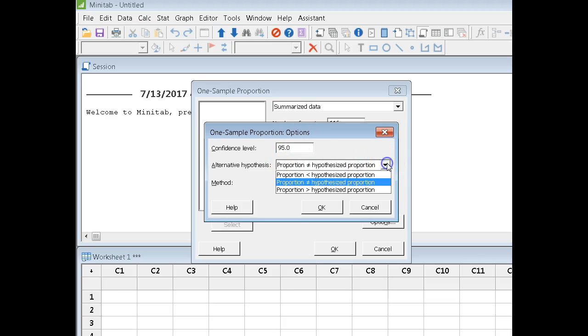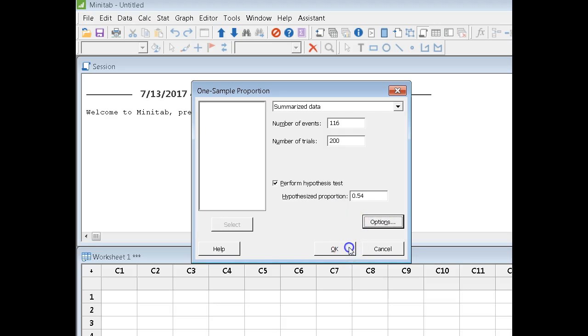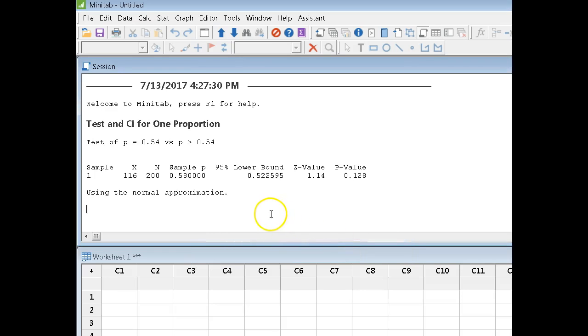Now, what do we want to know? We want to know, was our proportion greater? Has the percentage of students graduating with student debt increased above that 54%? And so that you get the same answer as what you might if you worked it out by hand, let's assume that we're using a normal approximation. If I click OK to that and OK again, here's what I get.